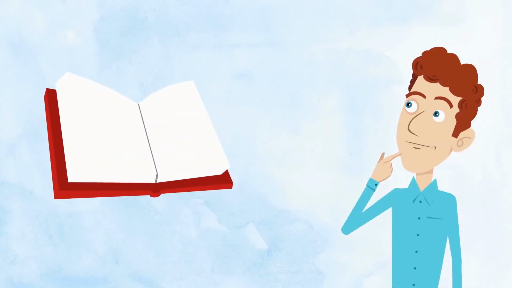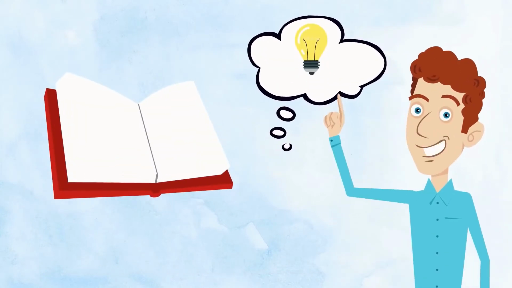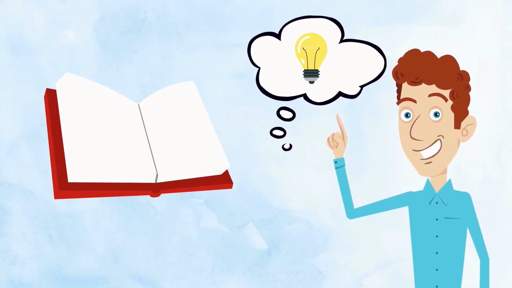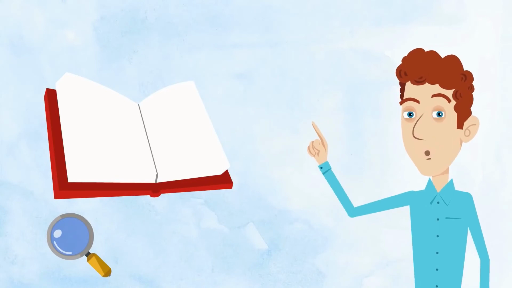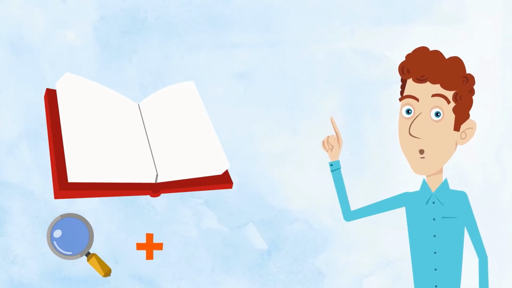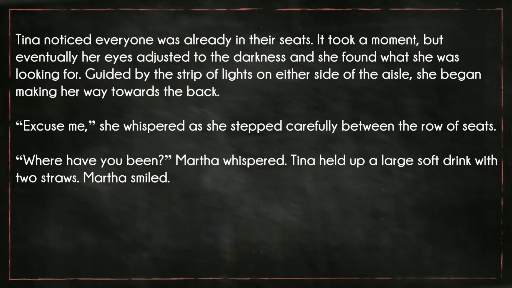Inferring is a very important skill in reading because it helps us get a better understanding of the text we read. To infer in reading, we use clues from the text and combine them with things we already know. Follow along as I read.